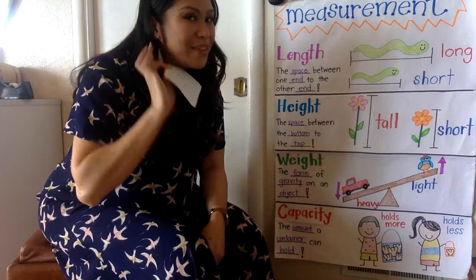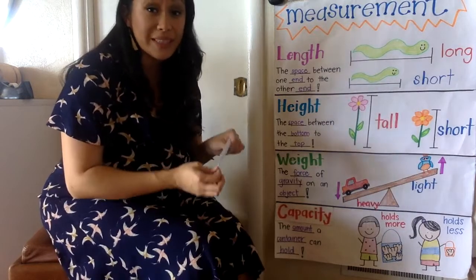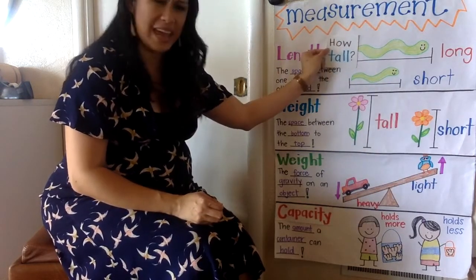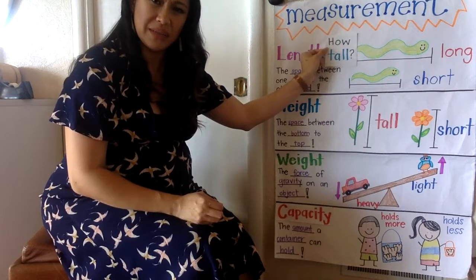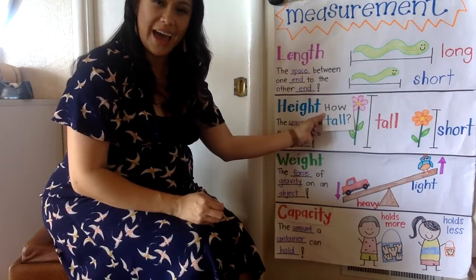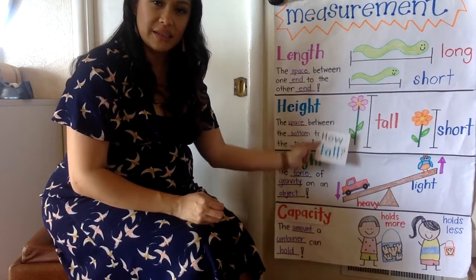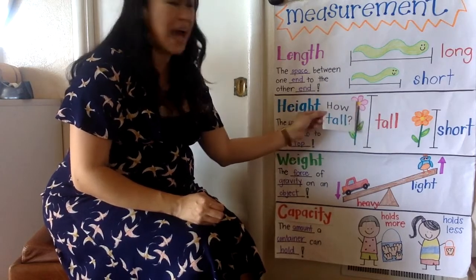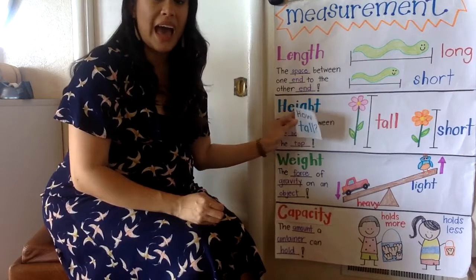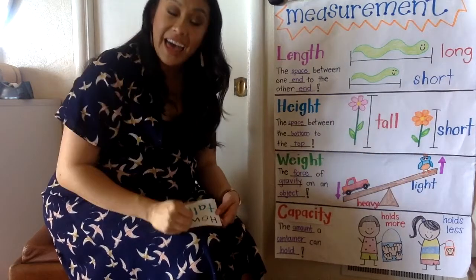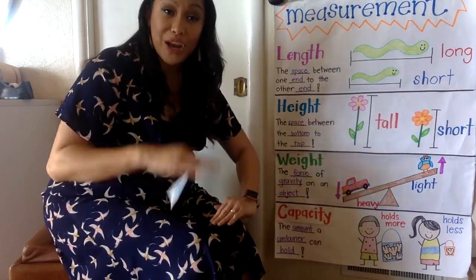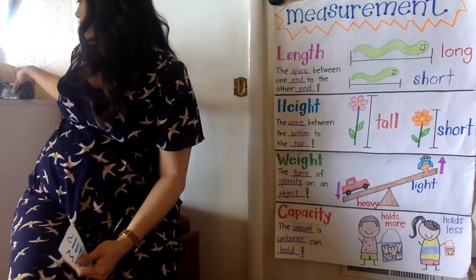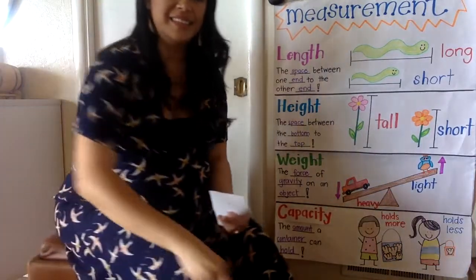I'm hearing some of our friends say it. All right, tell me when to stop. Should I stick it here for length, if I wanted to see how tall something was? Or should I stop here at height? Oh, I heard some of you say stop. Yeah, if I wanted to know how tall something is, I'd want to measure for its height, the space between the bottom and the top. So let's stick that on here. Great thinking.